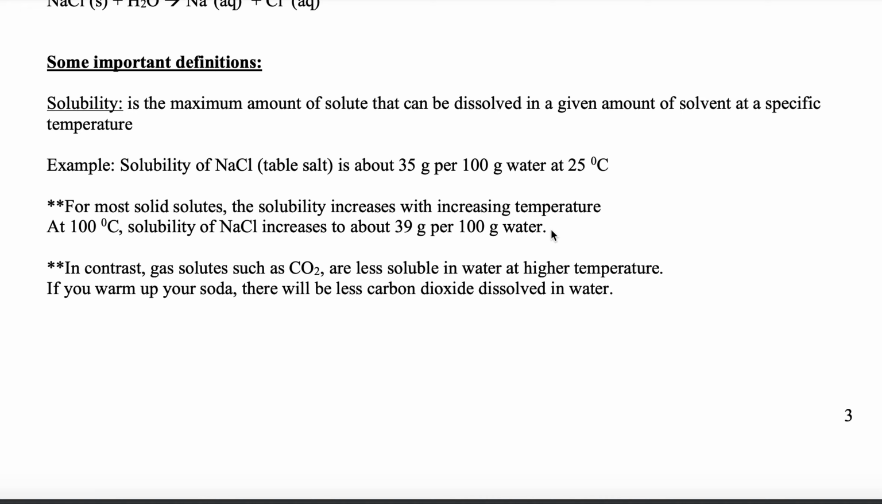Now for gas, it's different. For CO2, as a solute, as a gas, you definitely want to make it cold. Otherwise, CO2 will not stay well in the solution.